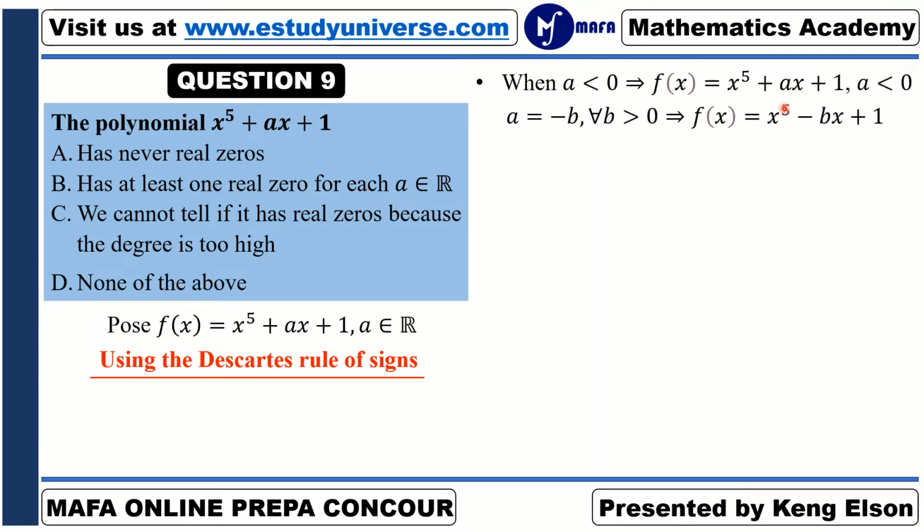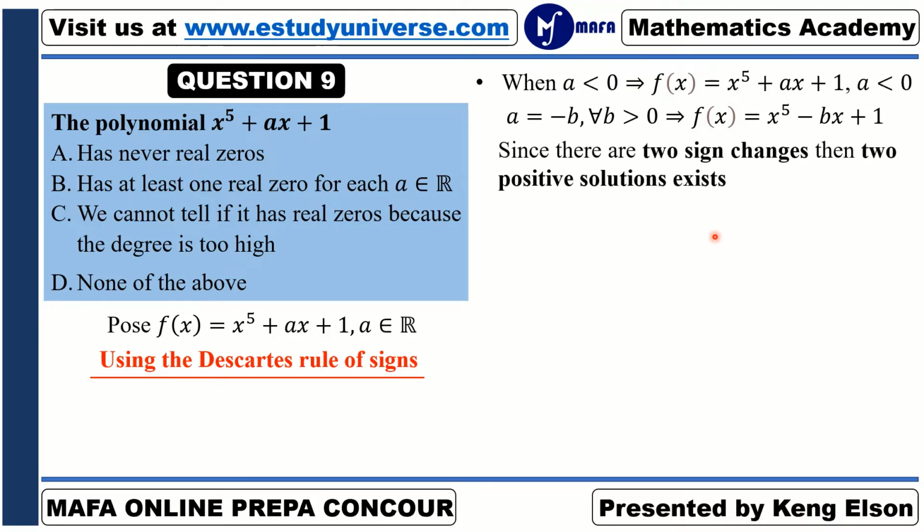Okay, so I'm going to specify that since a is less than 0, it means it is negative. Therefore, maybe I can replace it with negative b, where the b there is a positive number. Negative times positive is negative. So my f of x will be x to the power 5 minus bx plus 1. The b here is positive because there is a negative sign attached to it, which is actually a. Now let us look for our number of positive real solutions and negative real solutions.